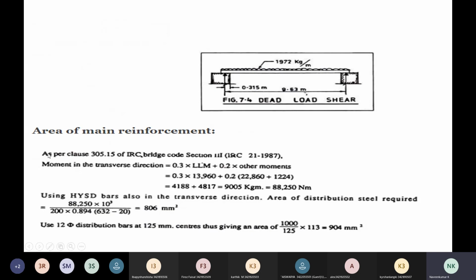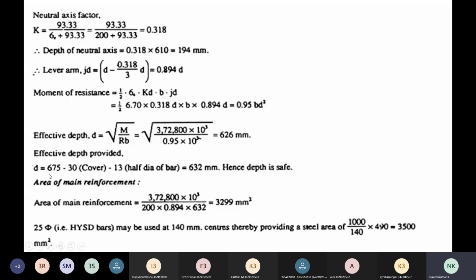From the effective depth, you can calculate the overall depth also. 626 is there, no? So you are adding 30 as a cover and 13 for half of the dia. Then you are getting the final depth as 632 mm. Hence the depth is the same.